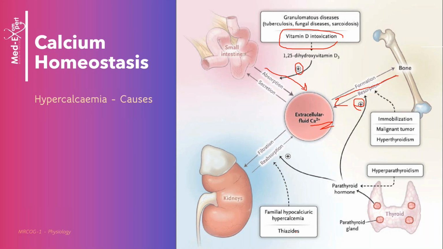We have some disorders like familial hypercalcemia or the thiazide diuretics. These will lead to reabsorption of calcium from the kidneys. Also, the hyperparathyroidism will promote reabsorption of the calcium from the kidneys and bone resorption, and also will lead to increase in the calcium level. So this diagram shows the most important causes of hypercalcemia.